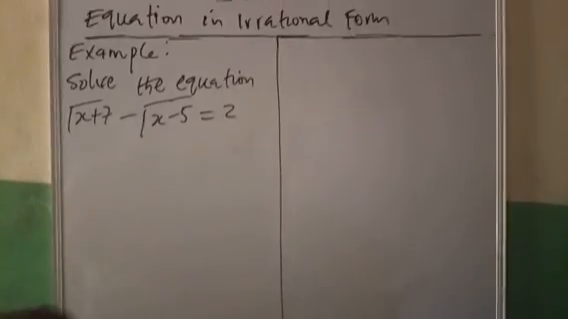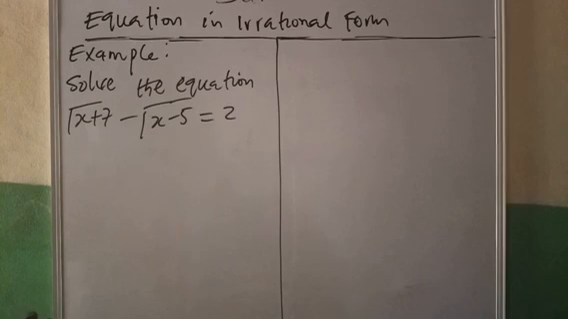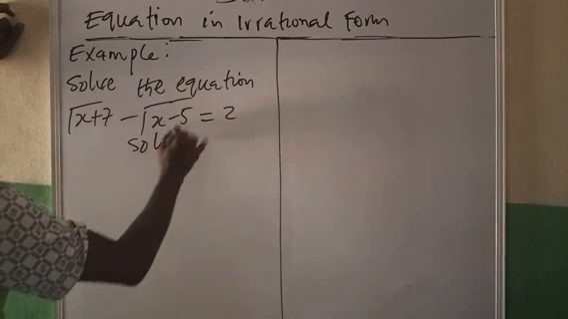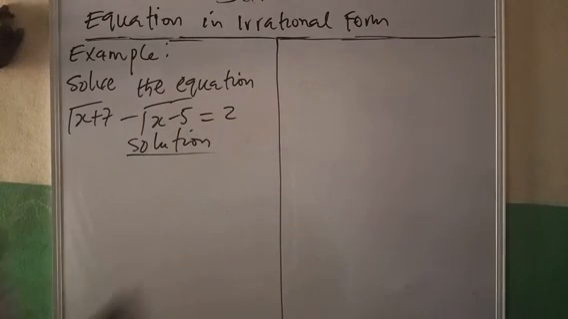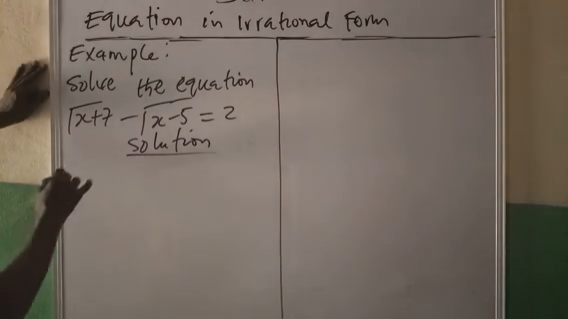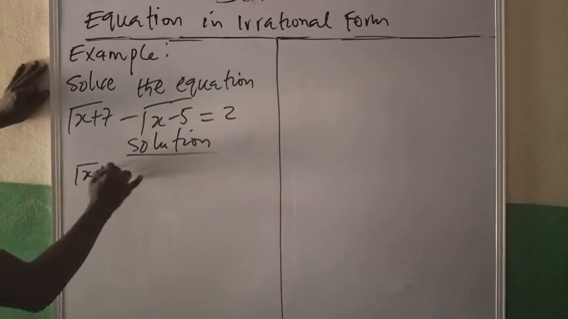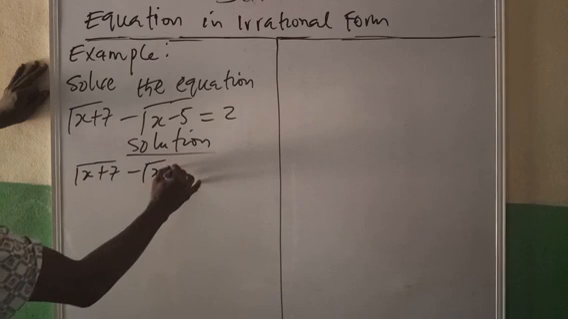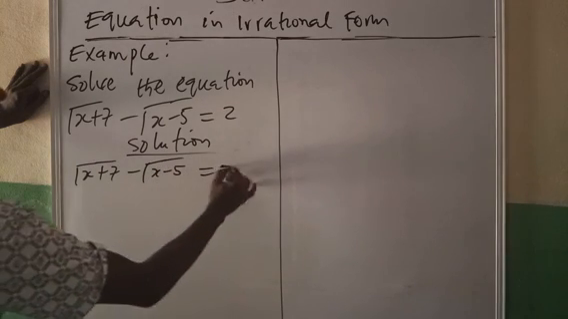Now finally, let's look at this example. Solve the equation root s plus 7 minus root s minus 5 is equals to 2. Solution. You have root s plus 7 minus root s minus 5 is equals to 2.